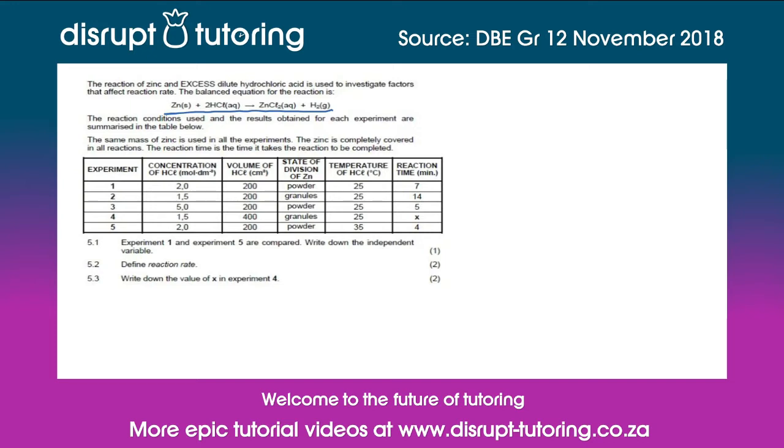The first question asks us to compare experiment 1 and experiment 5 and write down the independent variable. So in all of the experiments, there are 4 different variables that are controlled, and the dependent variable is the reaction time. So the reaction time for each experiment cannot be controlled, but it is instead dependent on one of the other 4 variables that is controlled, and that variable will be the independent variable for the experiment.